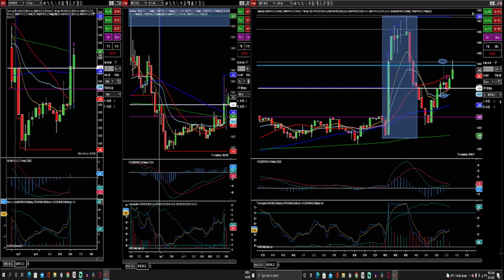Let me explain that again. If it has like 5 tests in that one specific area, then you just know one area of support or resistance can't last forever.